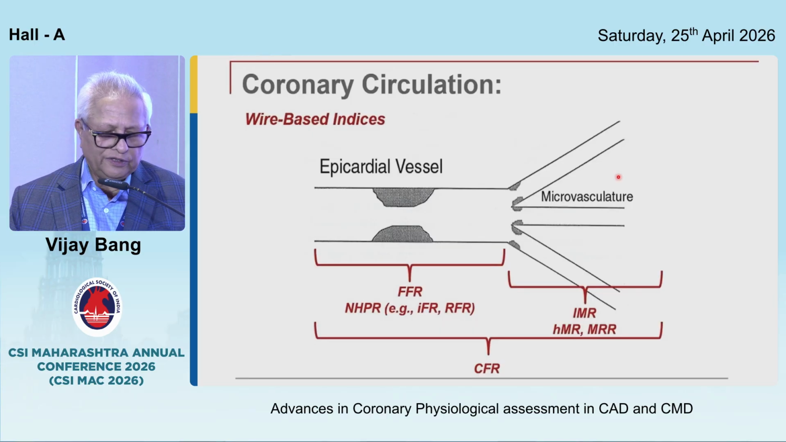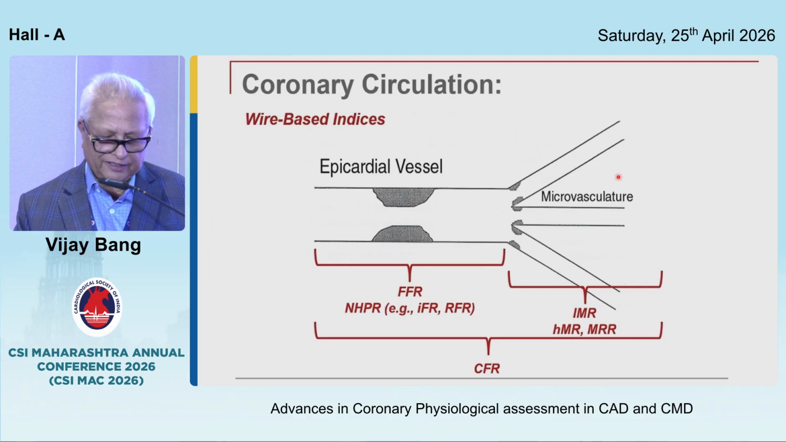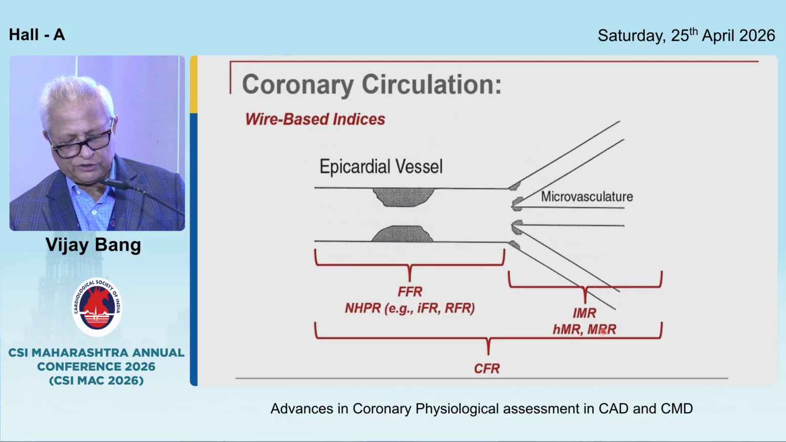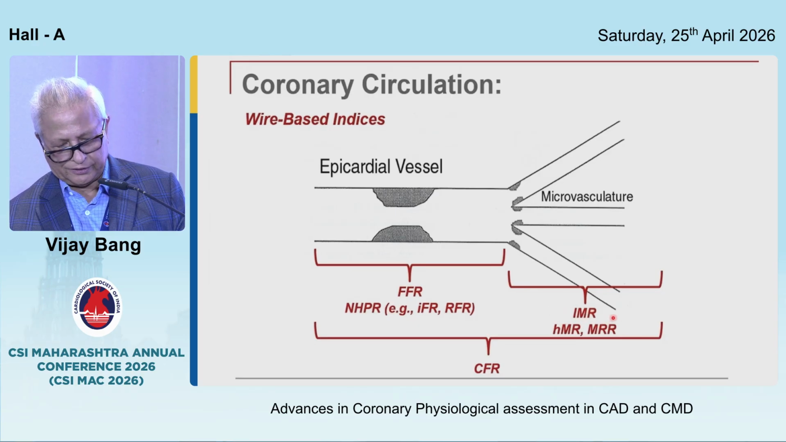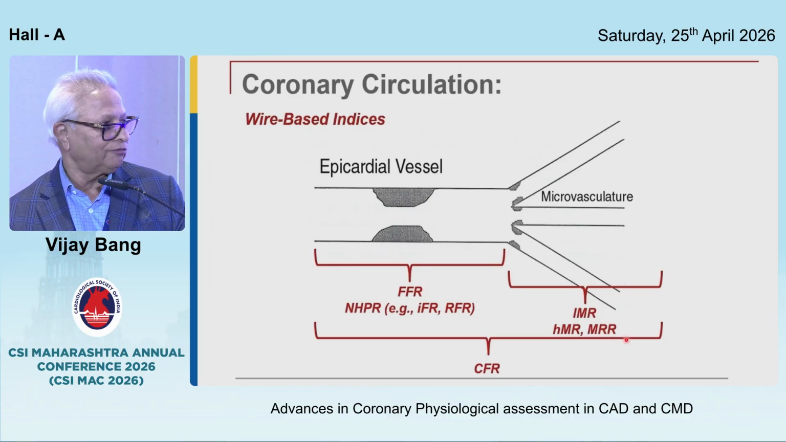Now, once we have studied based on thermodilution, we'll get the idea whether the index of microcirculatory resistance, IMR, is more than 25, hyperemic microcirculatory resistance is increased, and microcirculatory resistance reserve.